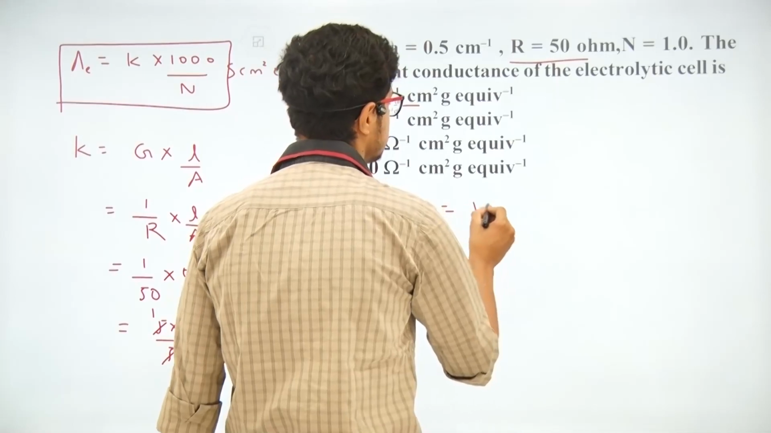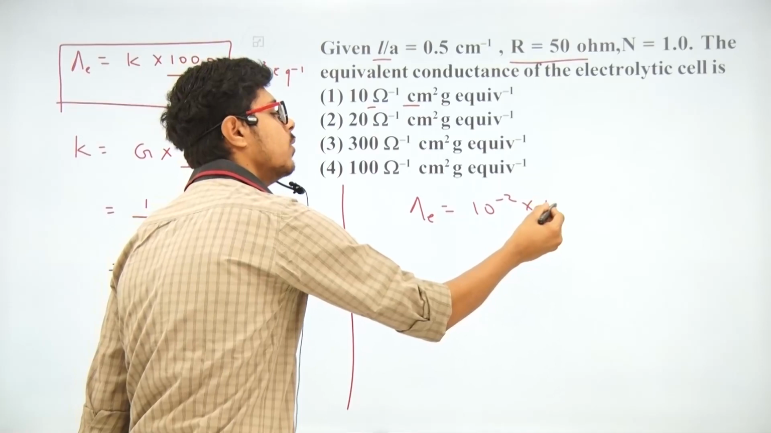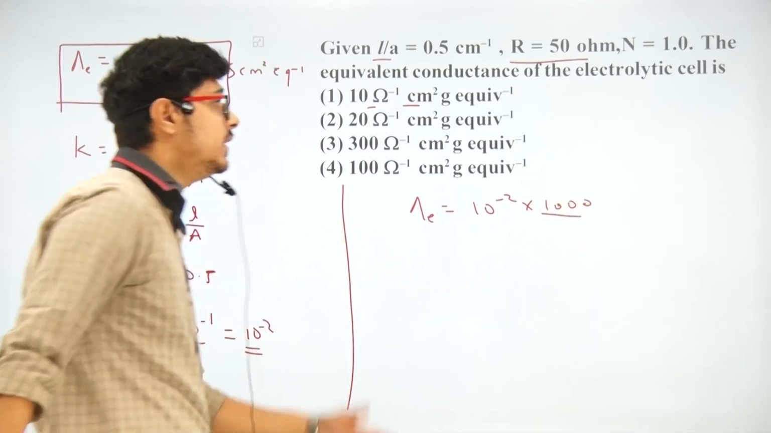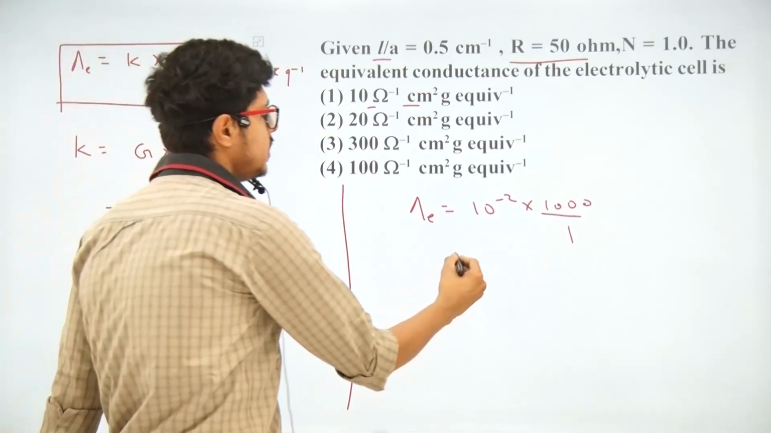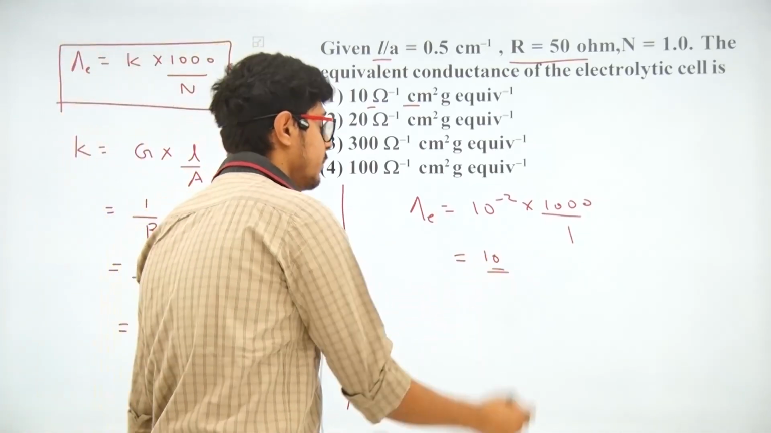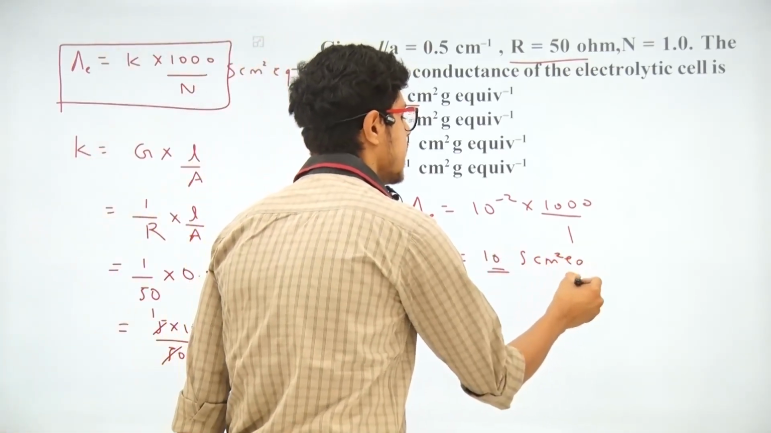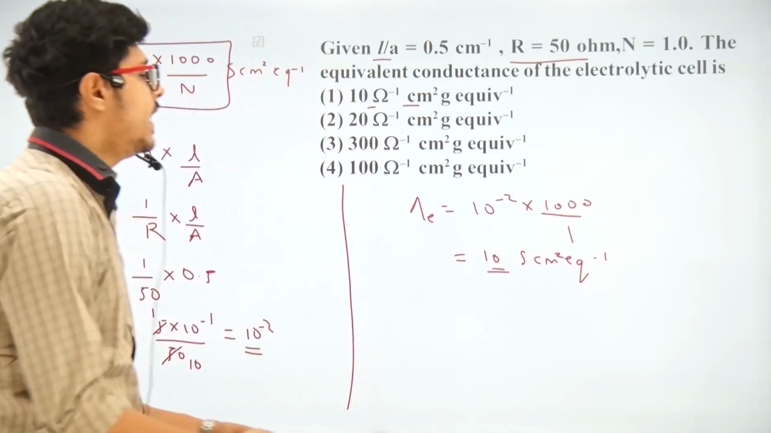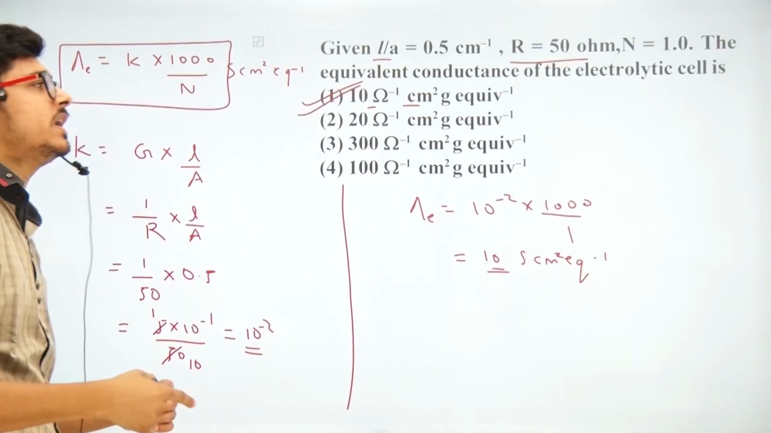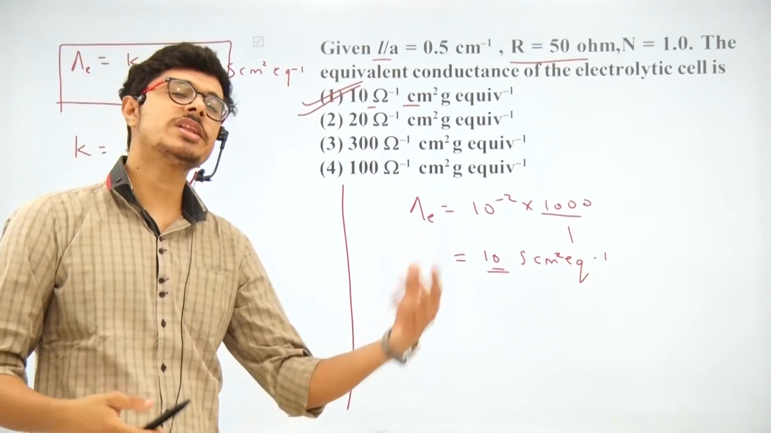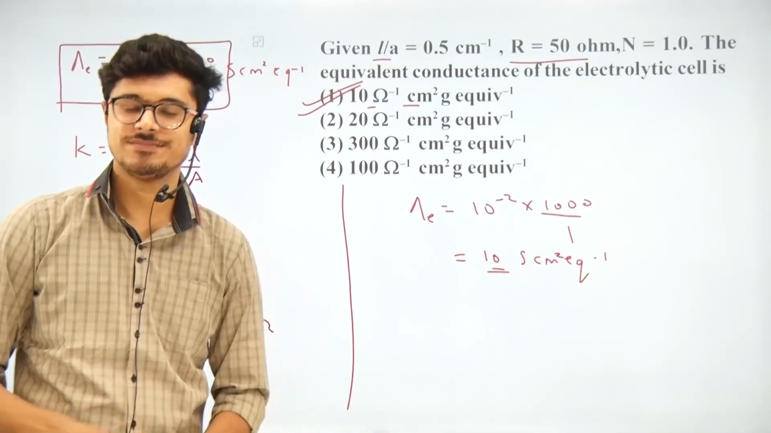This will be kappa, which is 10 to the power minus 2, into 1000 divided by the normality, and normality is given as 1. So the equivalent conductance comes out to be 10 Siemens centimeter square per equivalent. Here our correct option will be option number 1, that is 10 ohm inverse centimeter square per gram equivalent, or this can also be written as 10 Siemens centimeter square per equivalent.